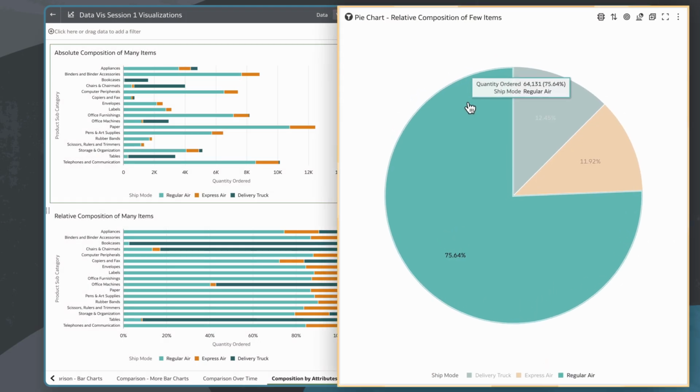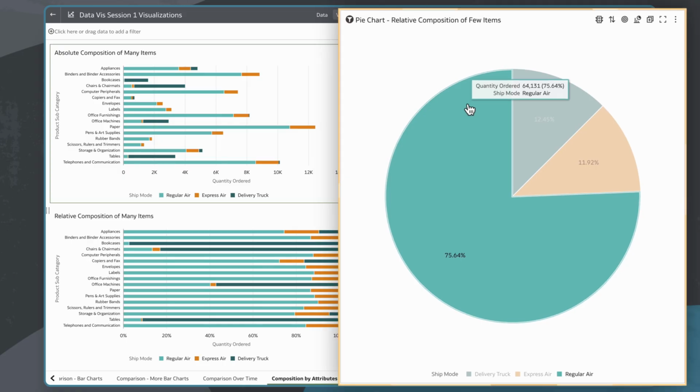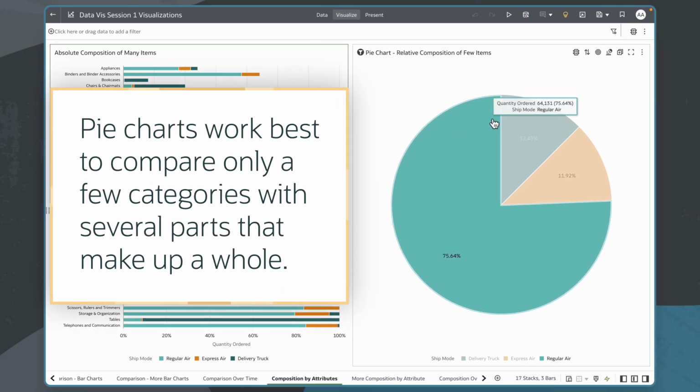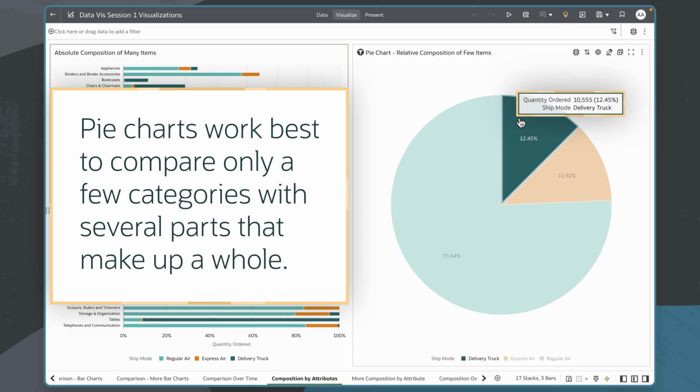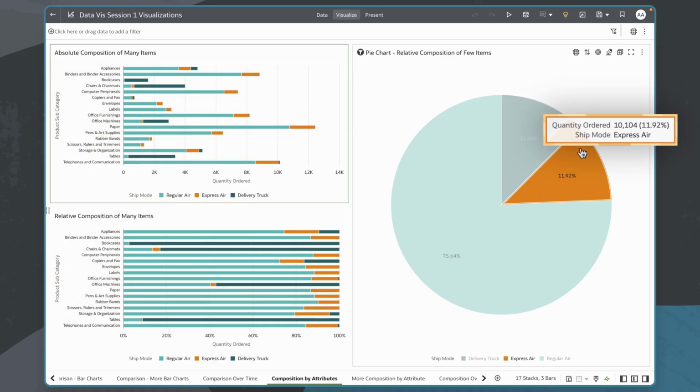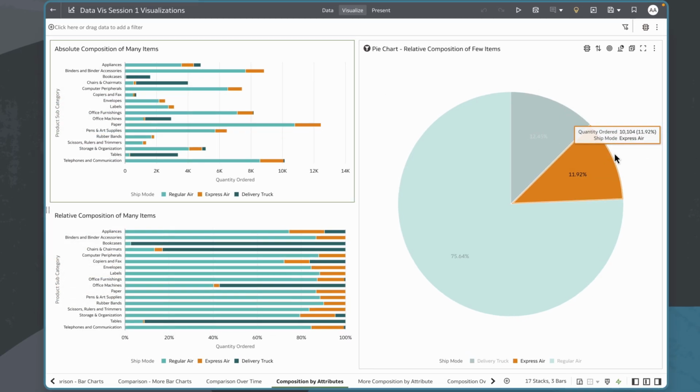Pie charts are a commonly used data composition visualization type. Pie charts work best to compare only a few categories with several parts that make up a whole, like the shipping methods used for product orders.